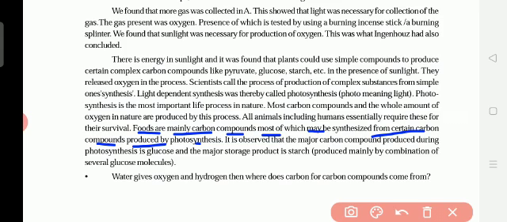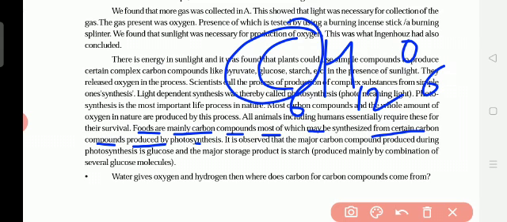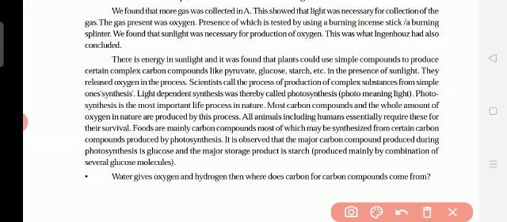So during the photosynthesis, it will be releasing the glucose. In the glucose, what is there? Carbon is there, C6H12O6. So this is the carbon. So carbon compounds it will be releasing.